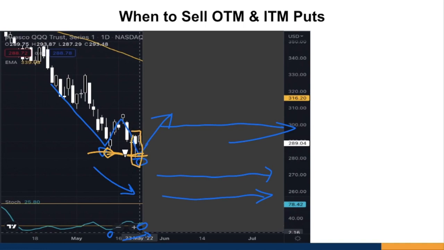So with this bullish pin bar, coupled with the bullish divergence on the stochastics, I decided to take a short put at this strike price, an in the money put, because I expected this to go up.